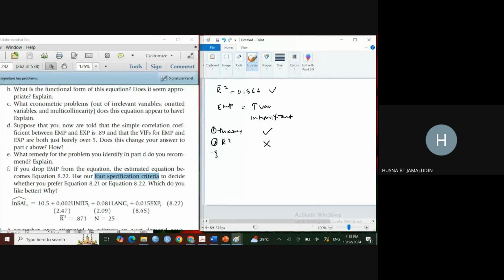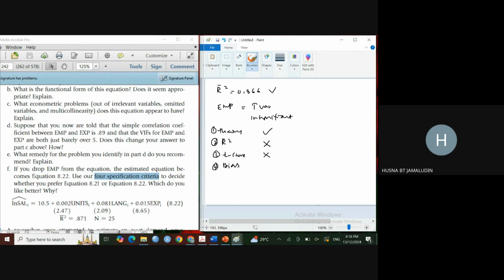Okay, number 3. What is number 3? T-score. Previously EMP is actually insignificant, right? So what does it say? Since it is not significant, you should better drop. Number 4. Bias. Does it cause bias?